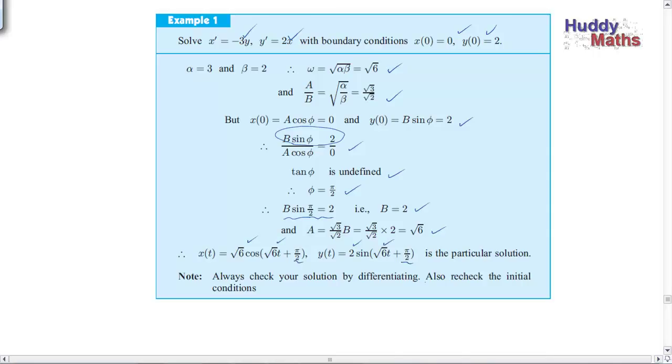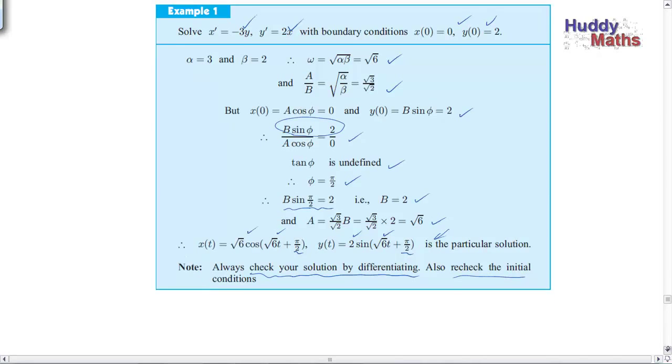So it's all juggling the numbers, isn't it, the coefficients. And you could check your solution. Always, well, you probably wouldn't have time in tests to check your solution, and also recheck the initial conditions. Check that when you put t as naught in here, it works.